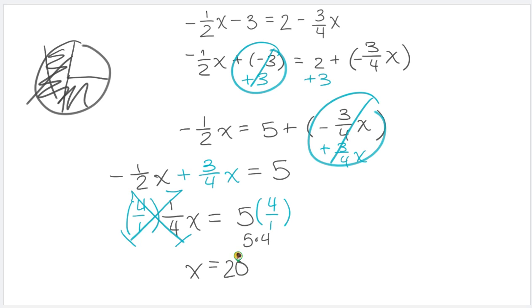So x here is equal to 20, and again, we can always double check that our answer is true by taking that value for x and substituting back into our equation wherever we see an x, and seeing that that makes a true mathematical statement.